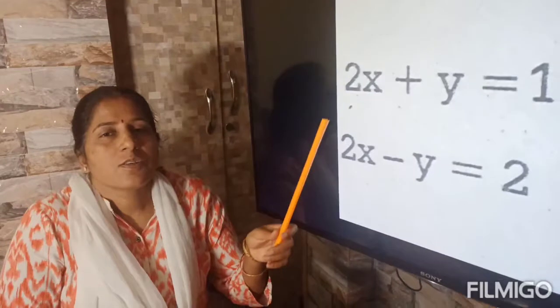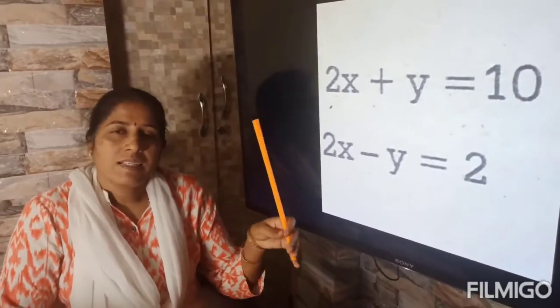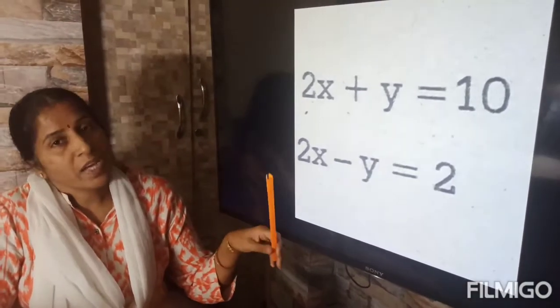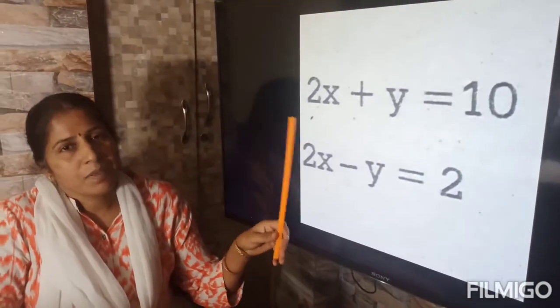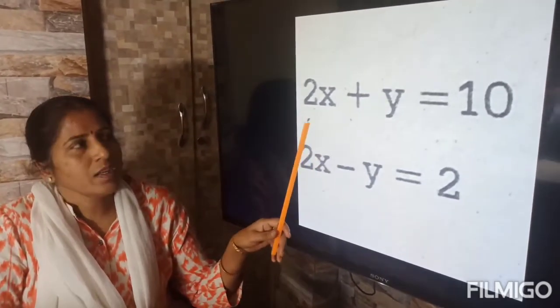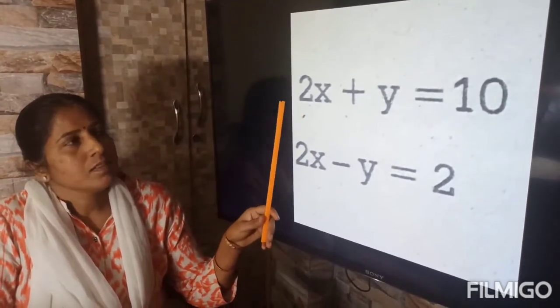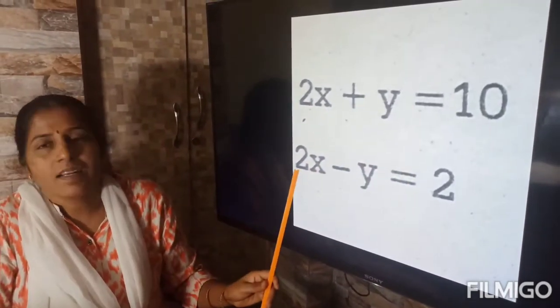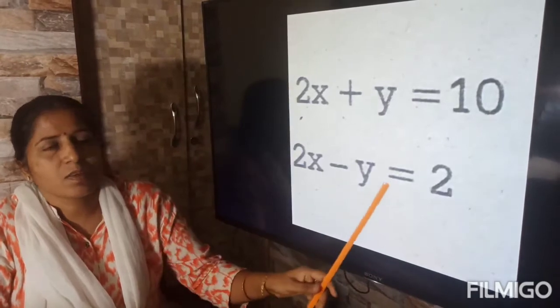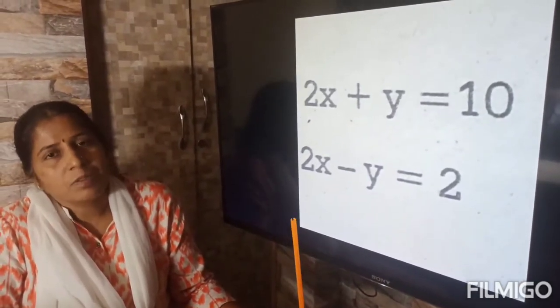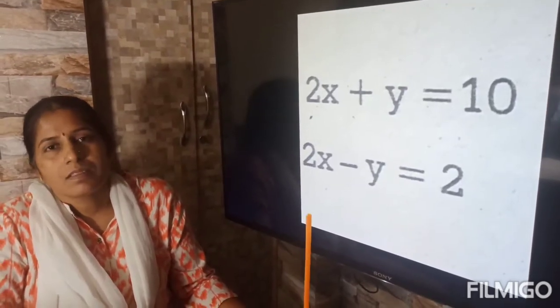Okay. Students, I did many sums now. You understood. I hope you can do it yourself now. I am giving sums for drill. Okay, do it yourself. 2x plus y is equal to 10 and the second equation is 2x minus y is equal to 2. And one more example I'll give for you to do yourself.